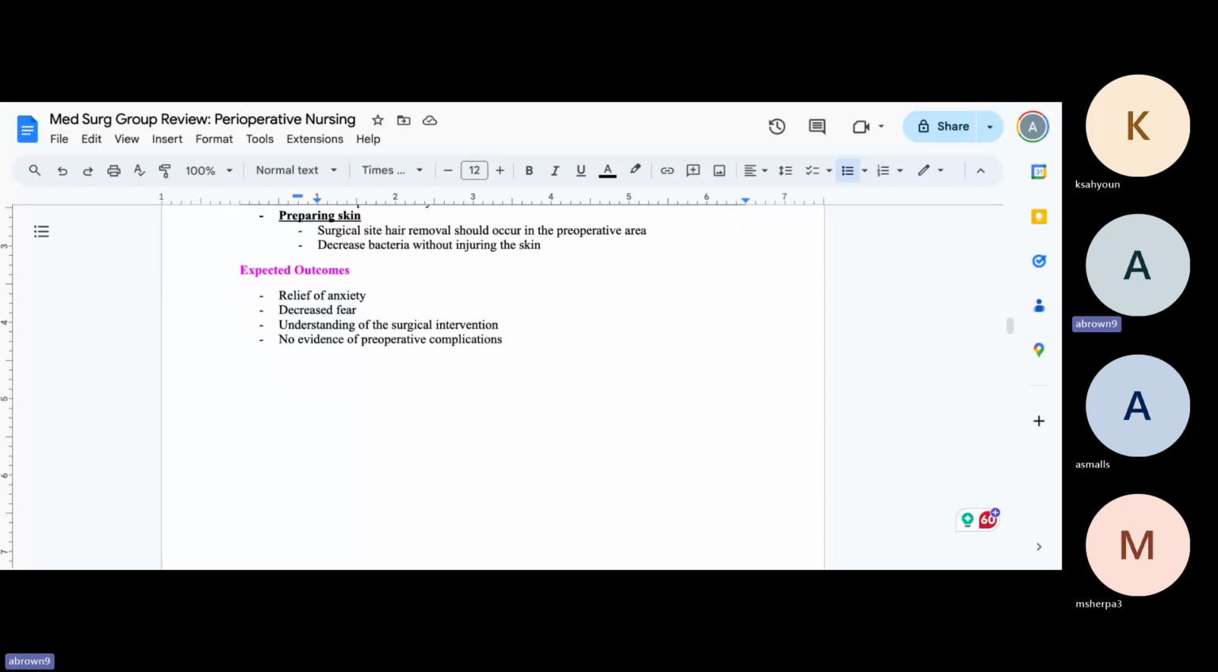And then you also want to prepare the skin. So surgical site hair is removed. That should happen in the preoperative area. And then we also want to decrease bacteria without injuring the skin. So they do clean the skin sterilely.